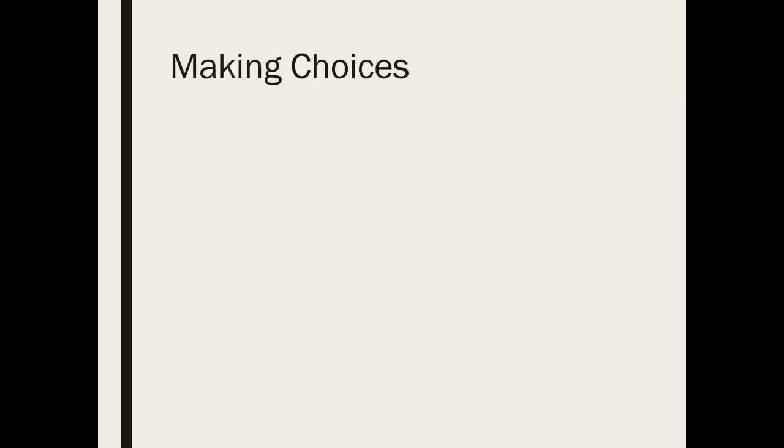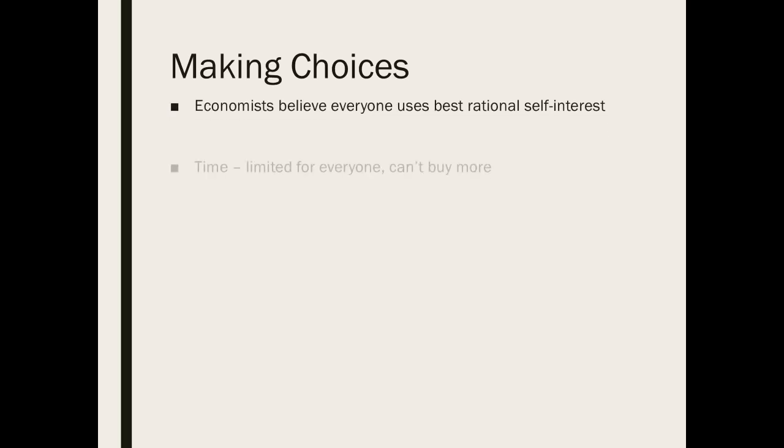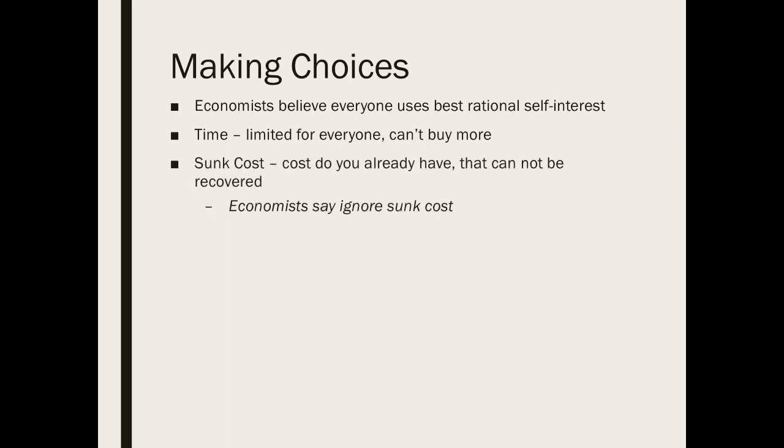So when we look at this, you're supposed to use opportunity costs when you are making choices, economic choices. Economists believe that everyone uses their own best rational self-interest. We know that time is limited. You can't buy more time. You have a finite amount of time on Earth.